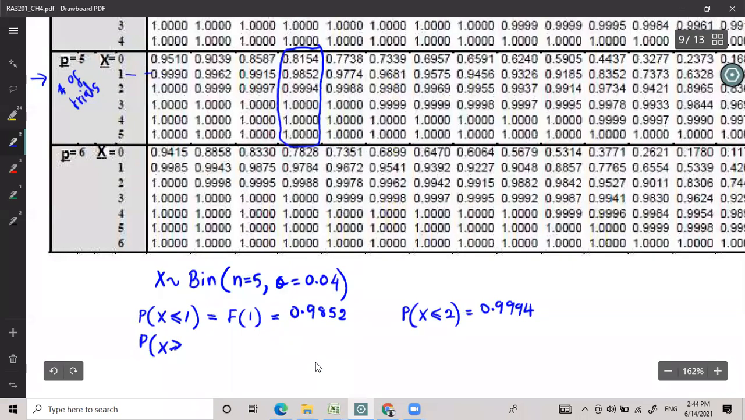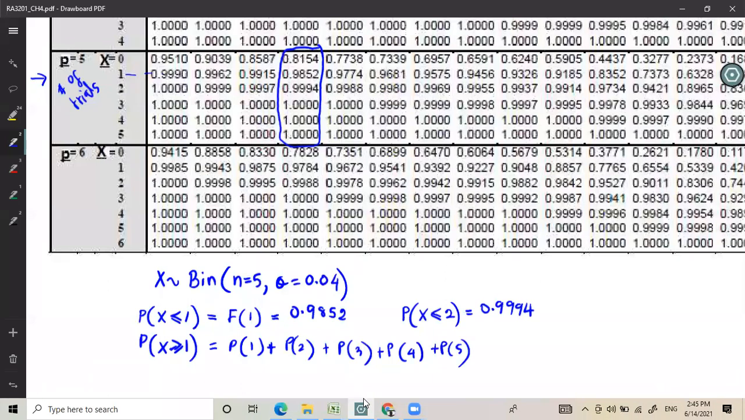What if you want X greater than or equal to 1? How do you find this from the table? You can't do it straight away. The table will always give you the less than. When you have greater than or equal to 1, the possible values of X are 1, 2, 3, 4, and since the number of trials is 5, you stop at 5. That's the maximum. You need all these, but with the table you can't do that. You don't know how to read greater than, but you know how to read less than.